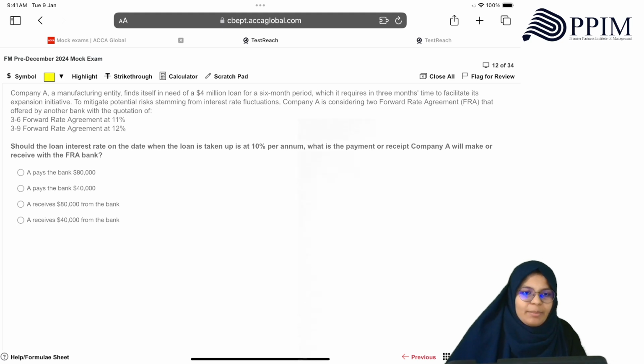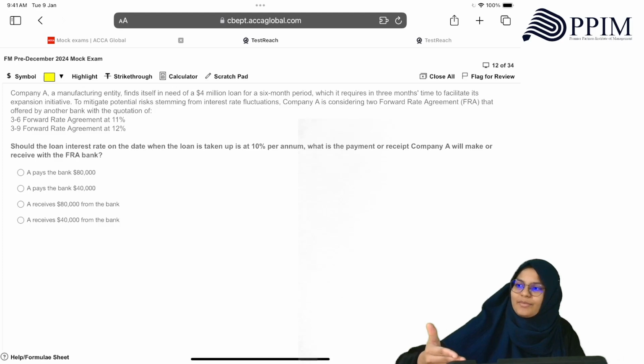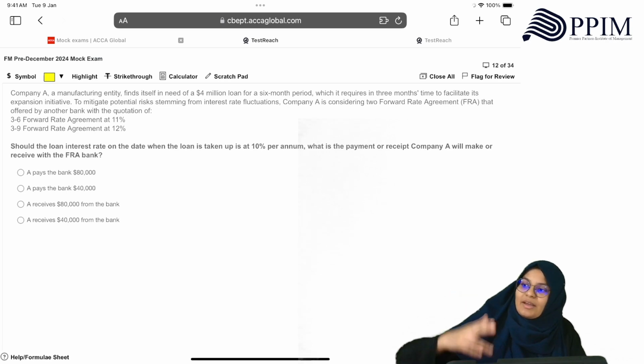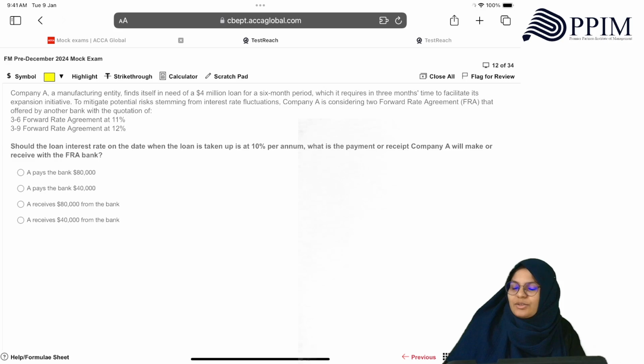Okay, so it's saying company A, a manufacturing entity, finds itself in need of a 4 million loan for a 6-month period which it requires in 3 months time. So meaning we don't need it today, we need it in 3 months time. So for example, now we are in the month of say November, December, January, February. We need it in February for a period of 6 months. So from February, March, April, May, June, July, August. From February to August, we need that loan of 4 million.